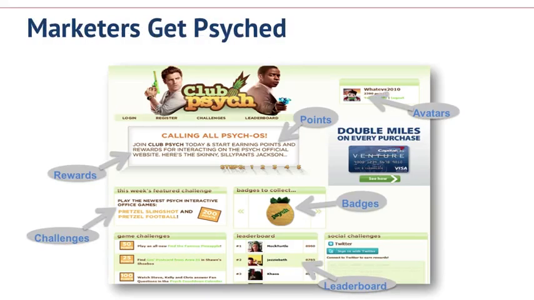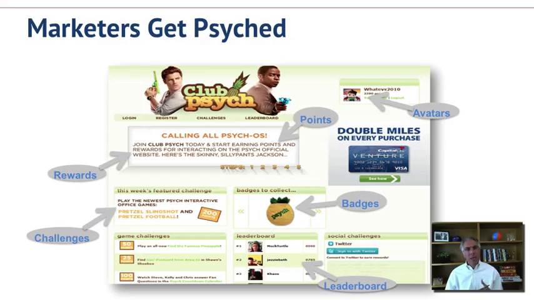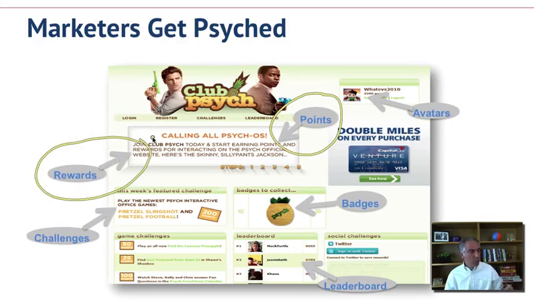As you can see, Club Psych uses many of the game elements that we saw earlier when I showed you Empires and Allies and Chios. So you can do various things that give you points, and ultimately the points earn you rewards.